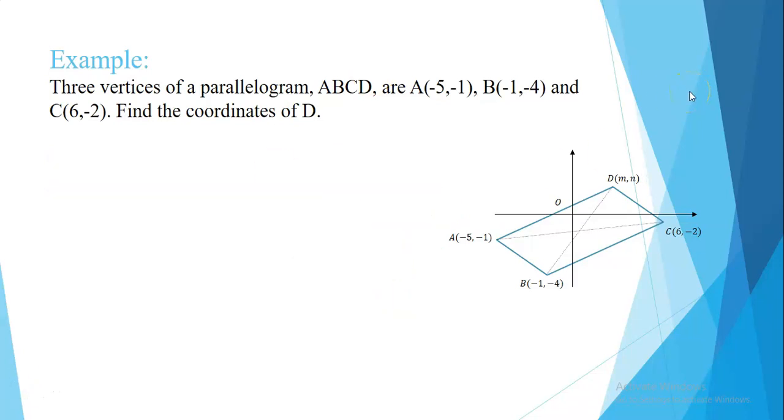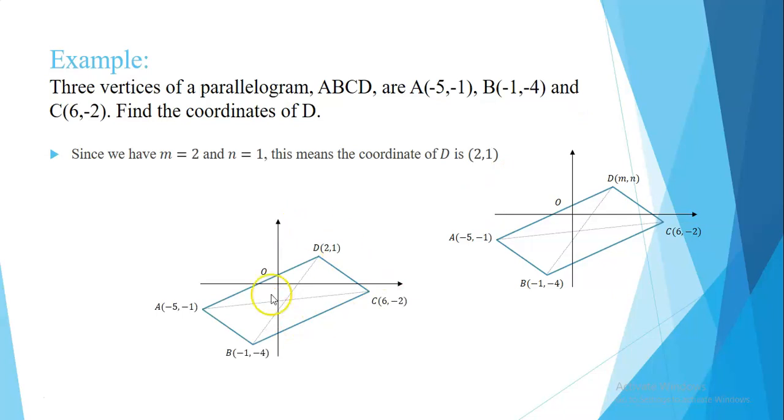So now we know our values for m and n. Since m is equal to 2 and n is equal to 1, this means the coordinate of D is (2, 1). So our final diagram looks like this: we have A, B, C, D, where D is the coordinate (2, 1).